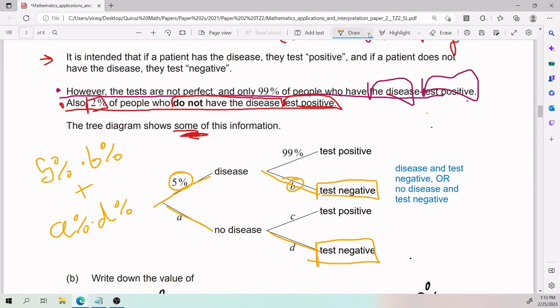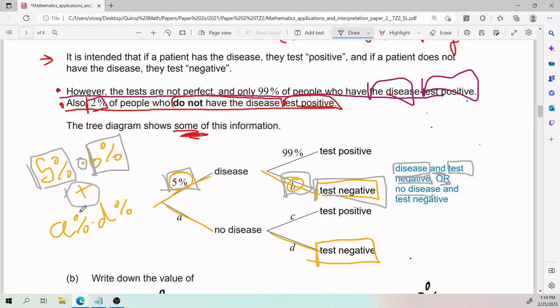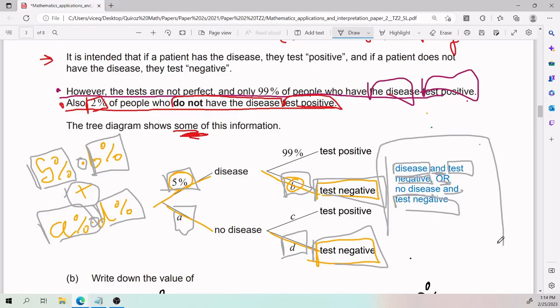Just to make it more visual: disease, there it is, and there's a multiply, test negative, the B right there. Or we put the add: no disease is A, and there's the multiply, test negative, the D. So that is why we're adding, and that's why we're multiplying these scenarios. You have to think in terms of ands and ors. So scenarios where you test negative are those.